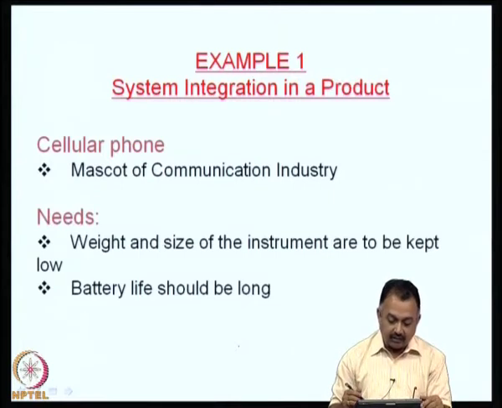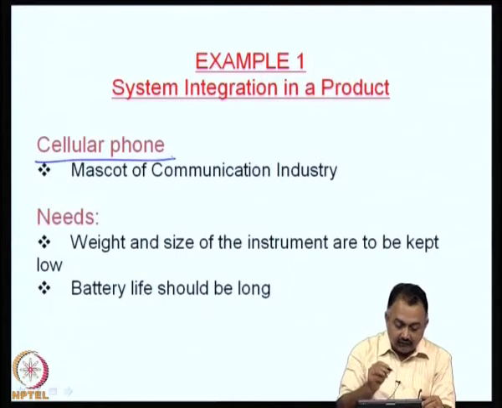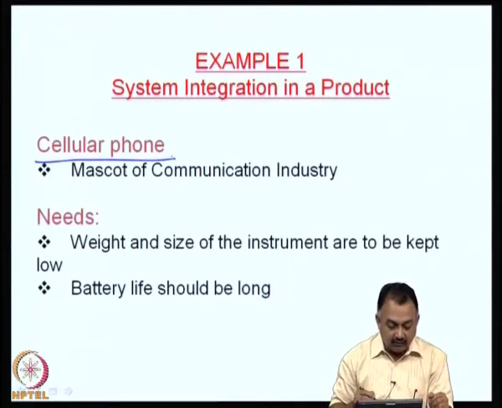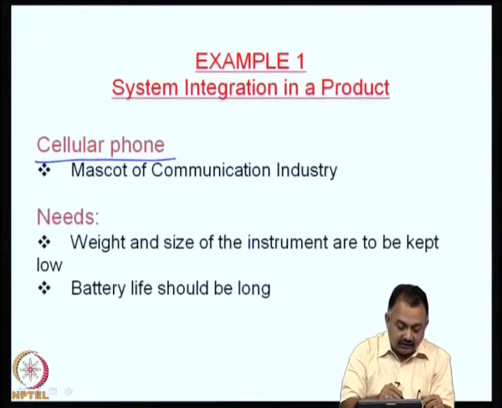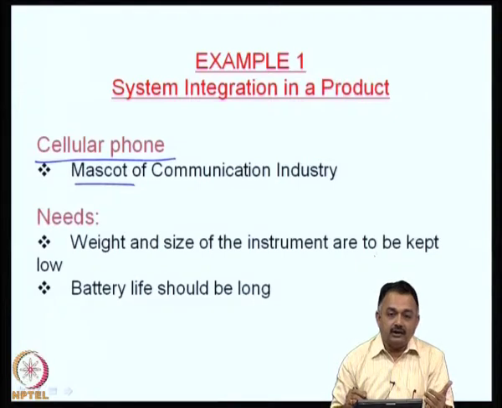System integration in a product, example 1: we will take the cell phone. Okay? Cell phone is our first example. As you know, this is an important activity in the communication industry globally today. So, you can say it is the mascot of the communication industry, and the cell phone defines the growth of this industry, because the volumes manufactured, the number of mobile phones manufactured, is humongously large.